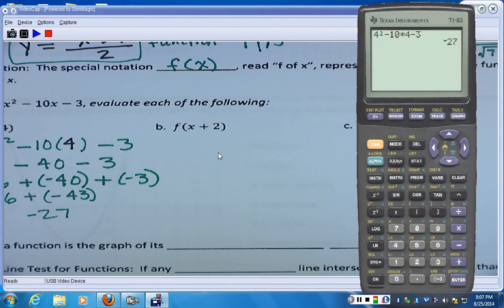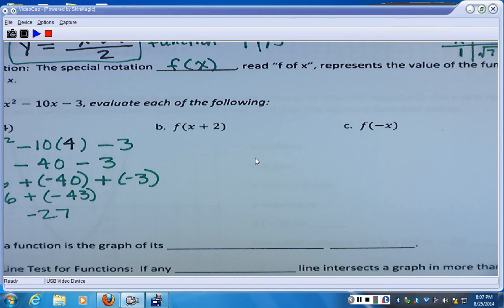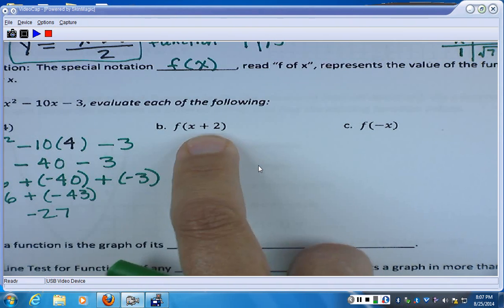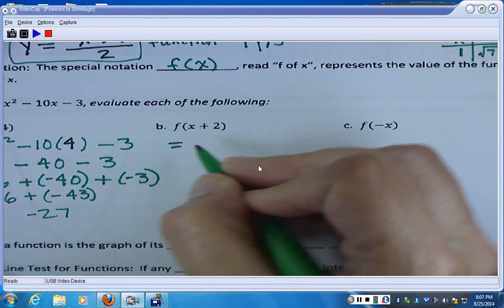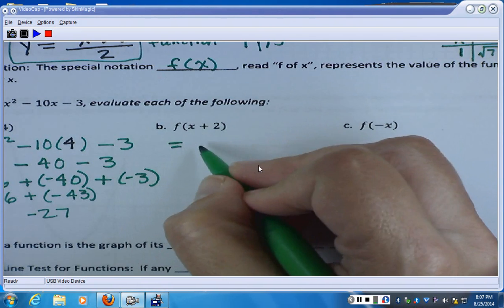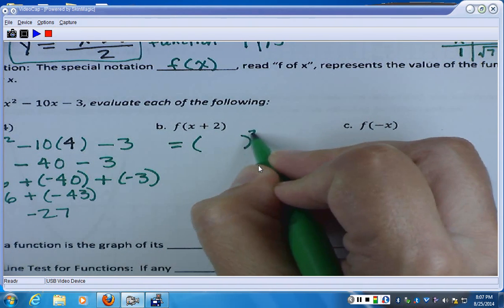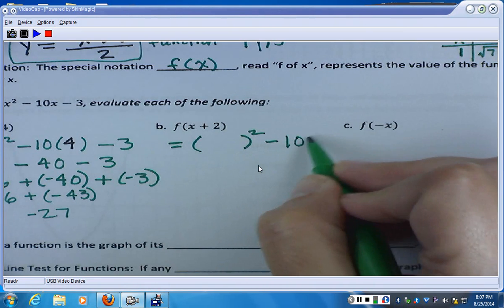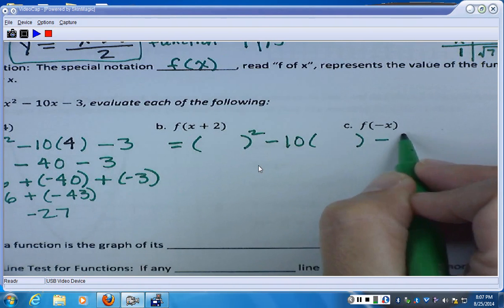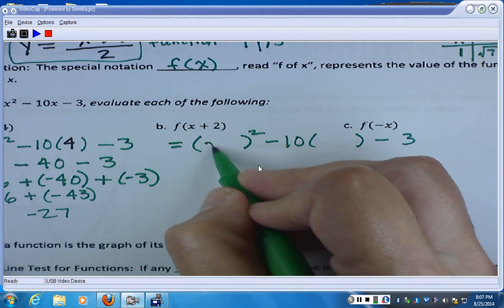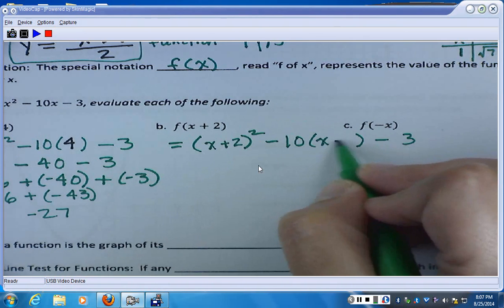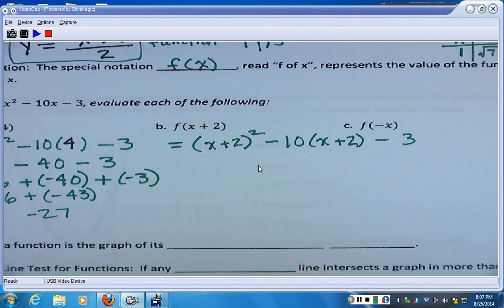All right, now this is going to get harder. I can't type this in the calculator. What am I going to do? Okay, so now instead of replacing x with a simple little number there, I'm going to replace it with x plus 2. So f of x plus 2 equals, and I have to leave more room, blank squared minus 10 times blank minus 3. Everywhere I have to put that x plus 2 in.